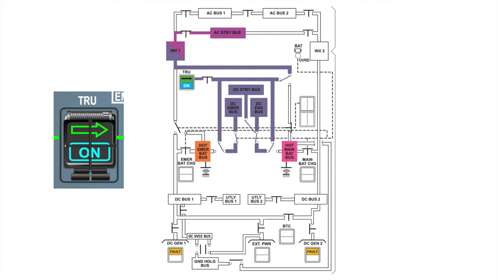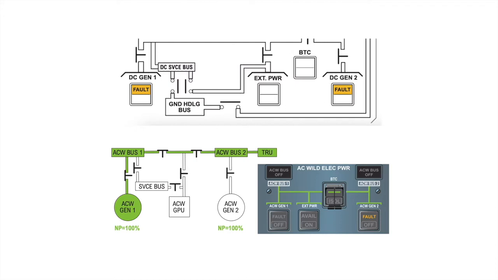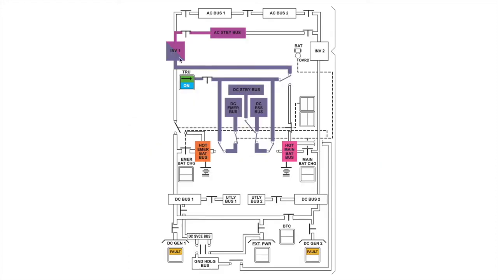Now let's talk about a scenario where you have a dual DC generators loss and your AC wild generator 2 also fails. So in this situation, the AC wild generator 1 can supply to the AC wild bus 1, which can further supply to the AC wild bus 2 using the AC wild BTCs, and the AC wild bus 2 can further supply to the TRU. And the TRU can partially energize the DC electrical system like this.